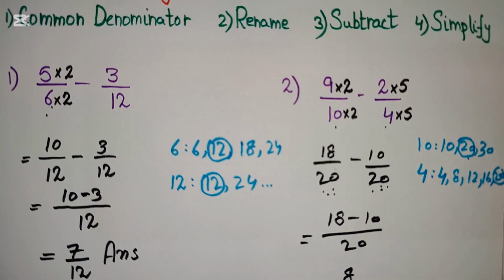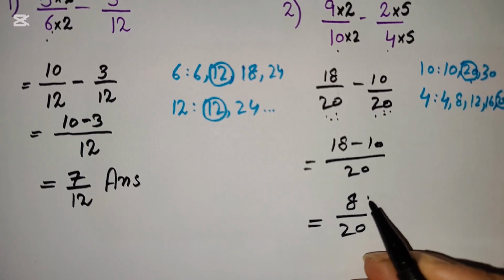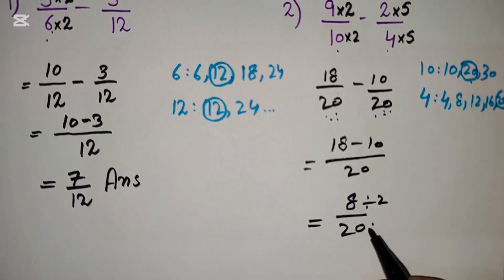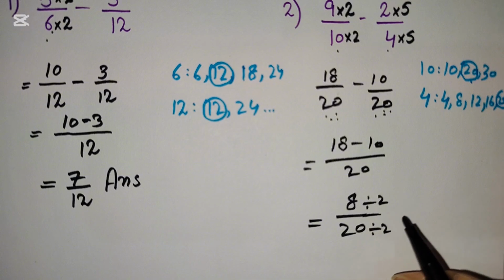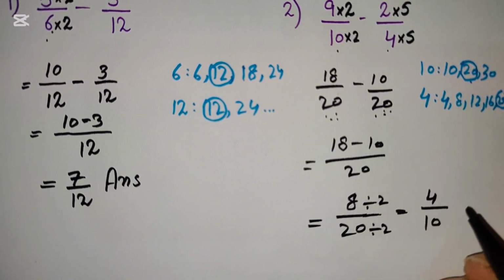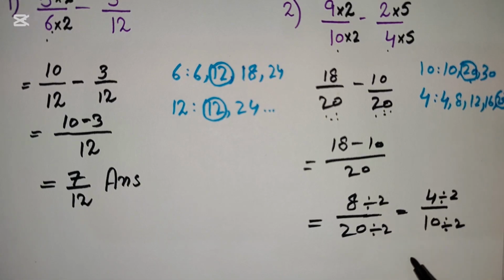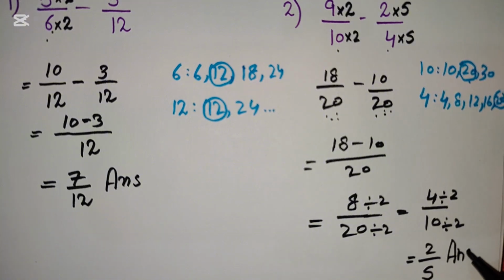Fourth step is simplify, so we can simplify it by dividing by 2 on both numbers. So we will get 4 over 10. Again we will divide by 2. It will become 2 over 5. So 2 over 5 is the simplest form of example 2. So this is our final answer.